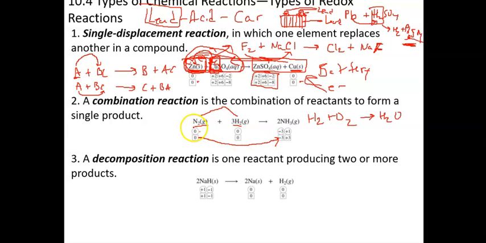So what's happening with the nitrogen? Is the nitrogen being oxidized, or is it being reduced? We're going from a 0 to a -3. Is that gaining electrons or losing electrons? Type it in the chat, G for gain or L for lose. Guys, don't do it all at once. It's too fast. I can't read it.